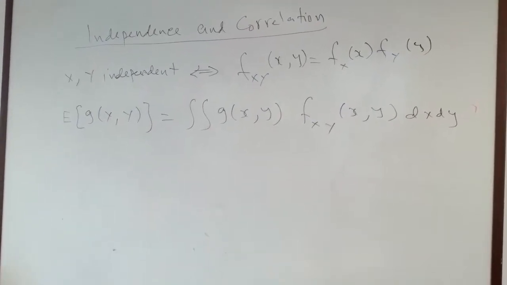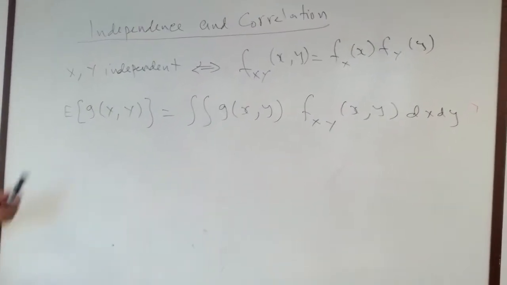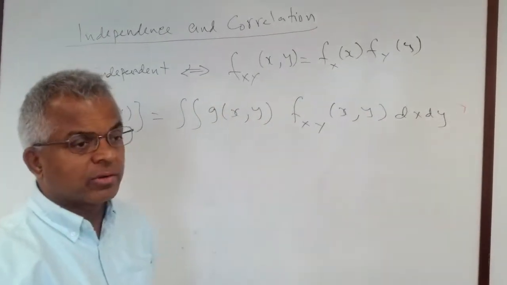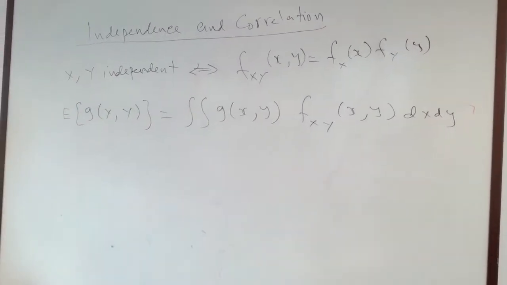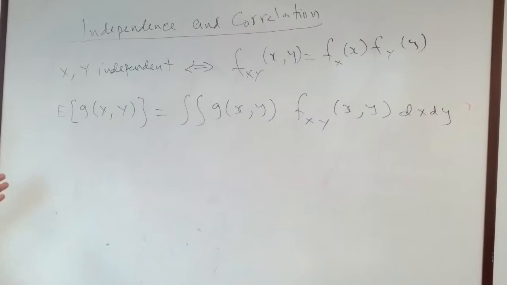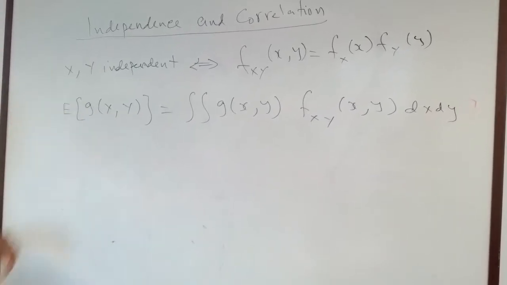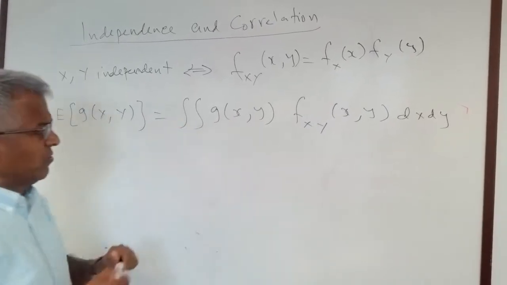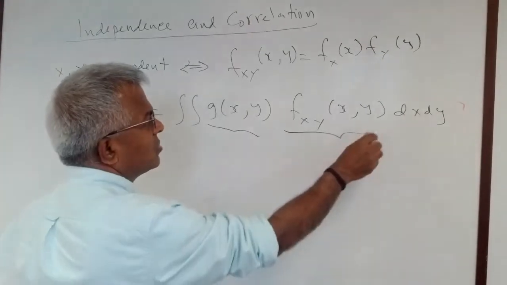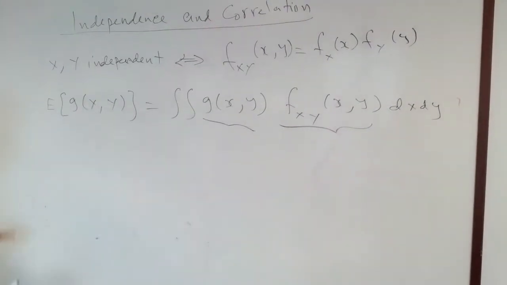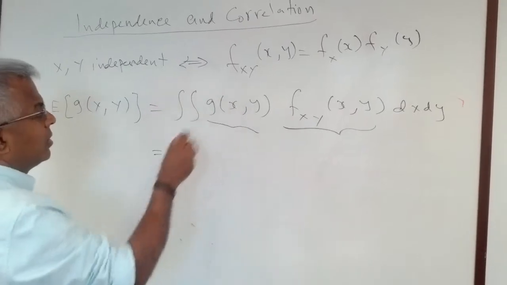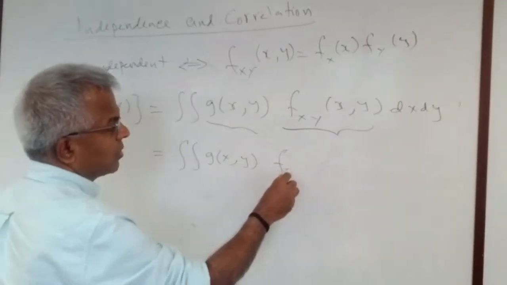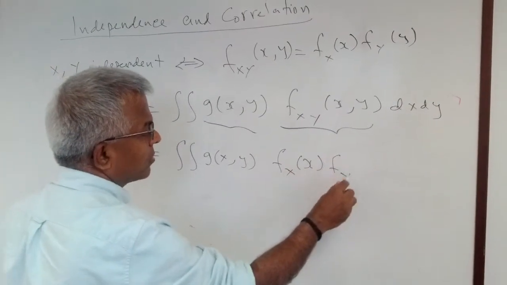Let's look at this notion of independence and correlation. As you know, independence is when the joint density function is the product of the marginal density functions. Another notion is the expected value of a function of two random variables. It's whatever the function is, multiplied by the joint density function. And of course, if x and y happen to be independent, then you can replace the joint density by the product of the density functions.